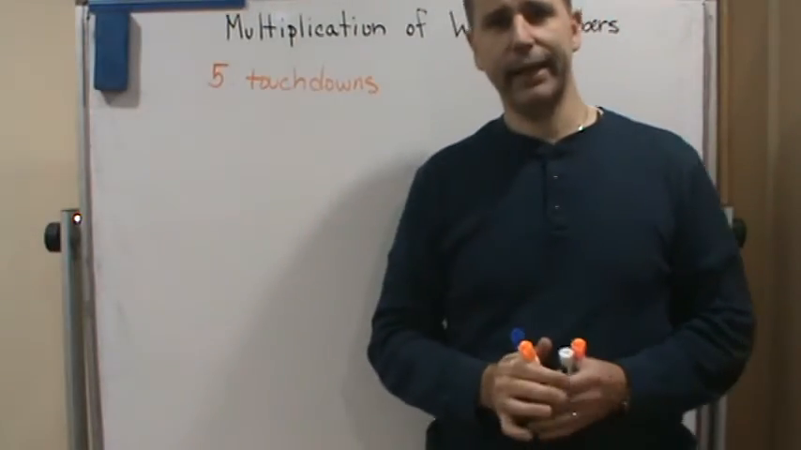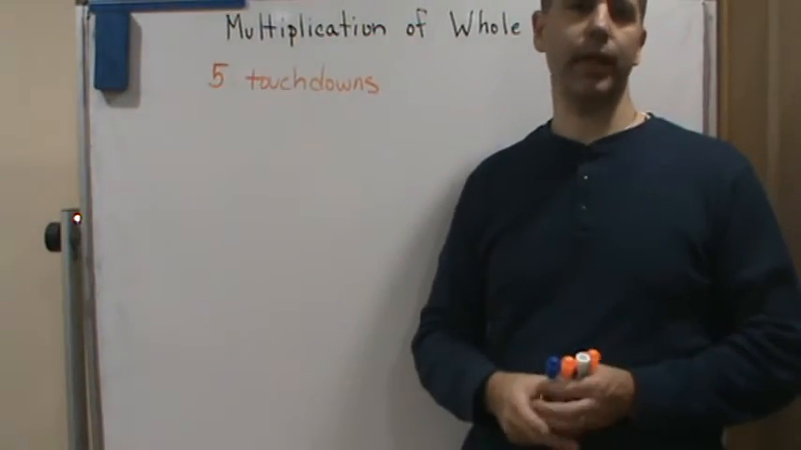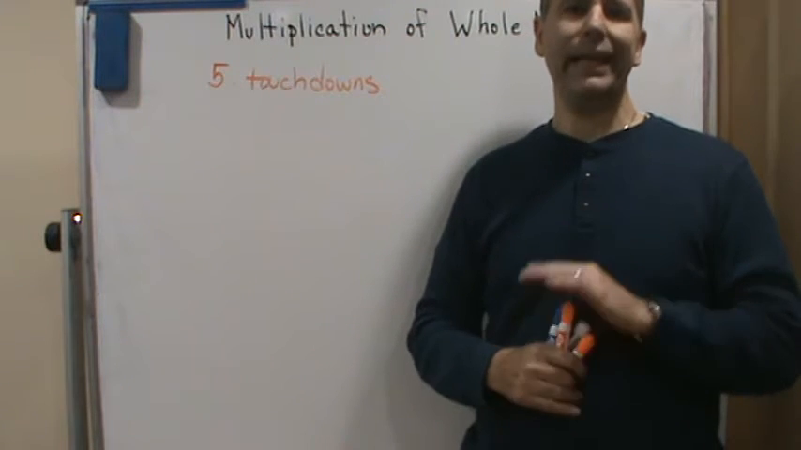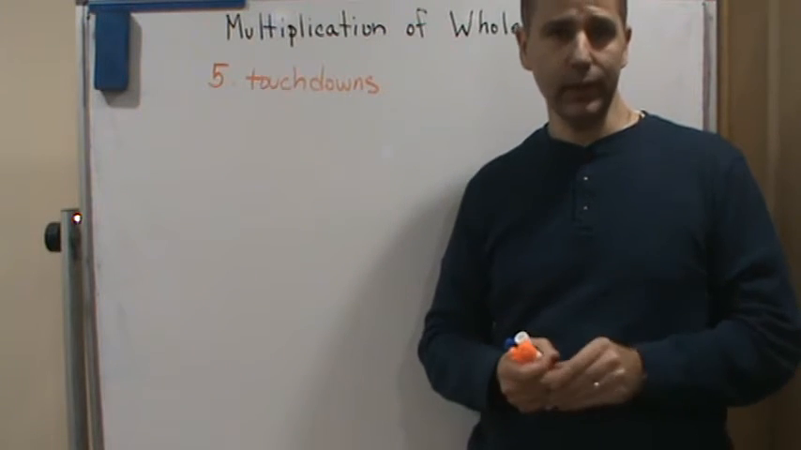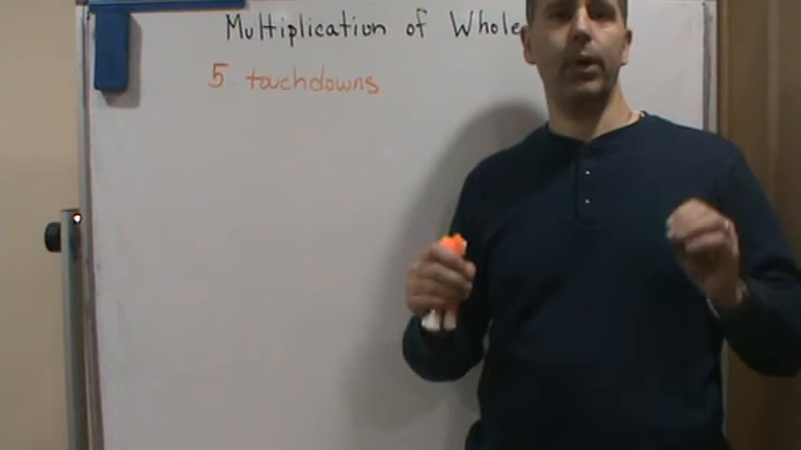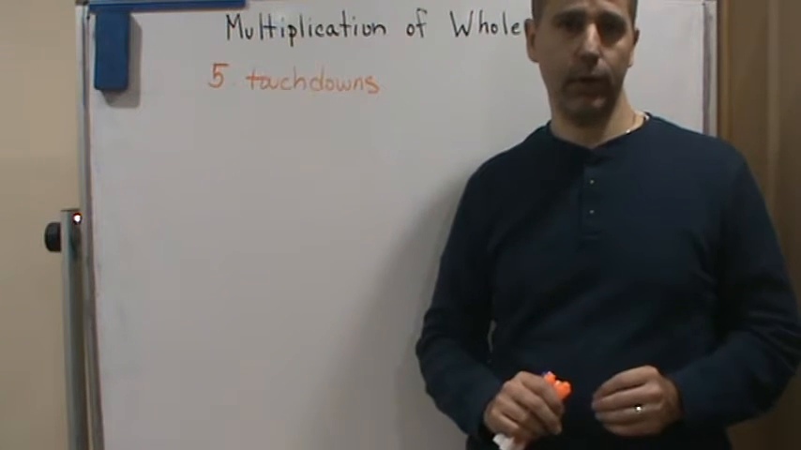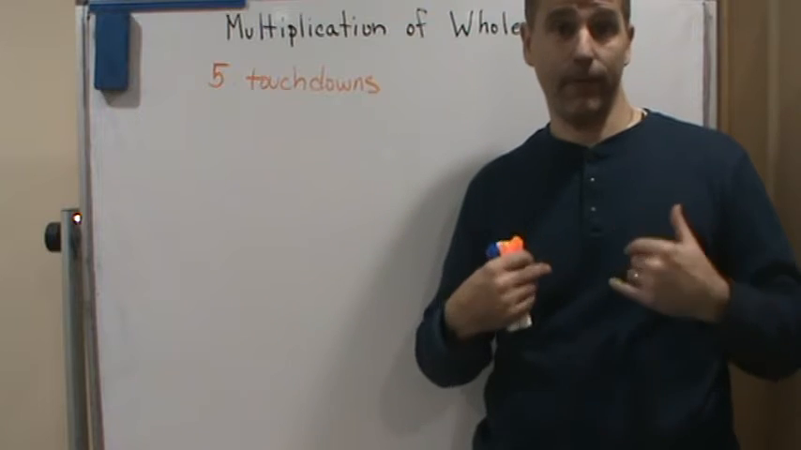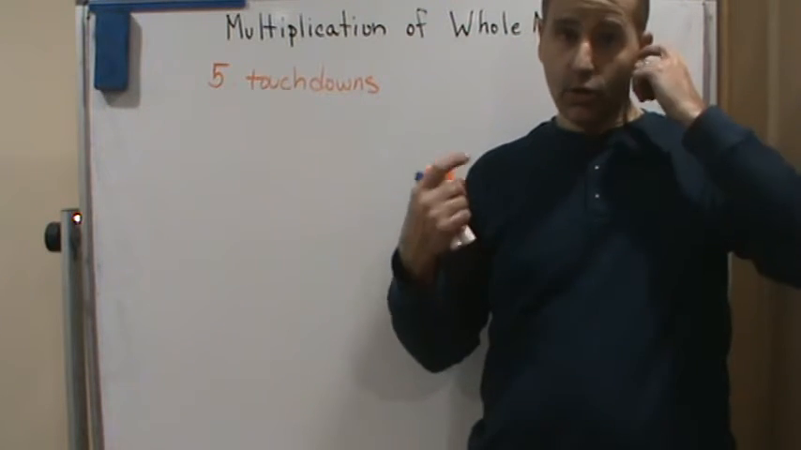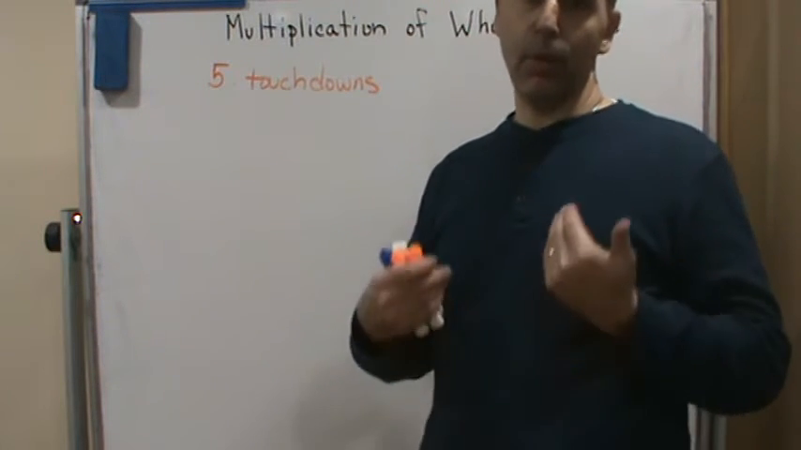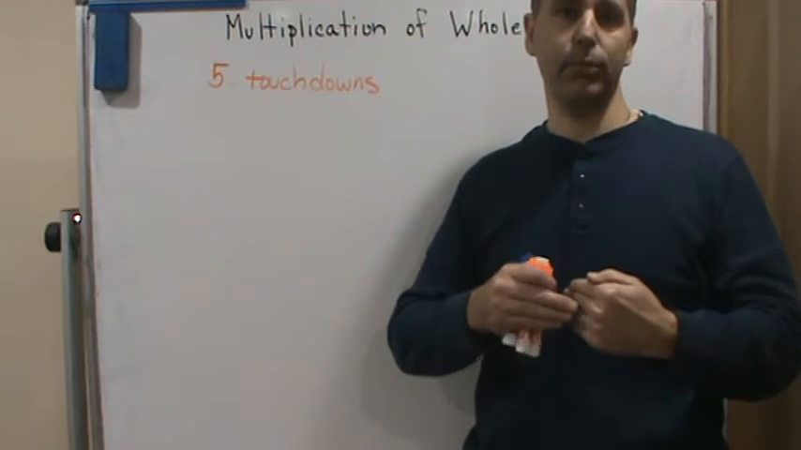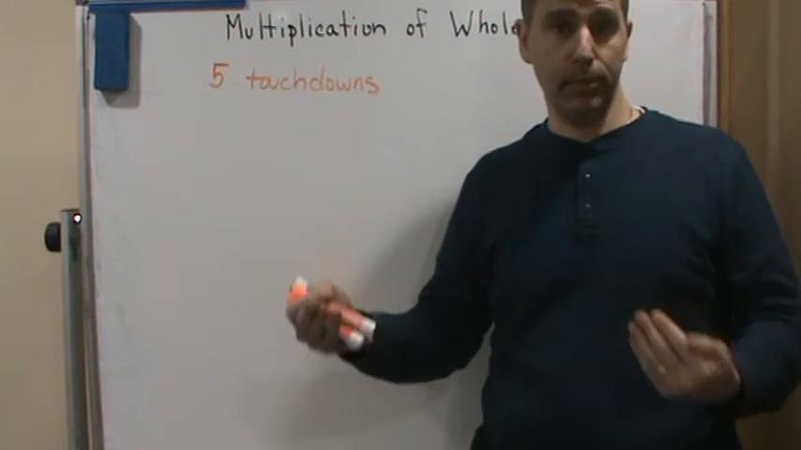Okay, so welcome back, and now we're going to talk about multiplication of whole numbers. So what is multiplication? Really simply put, multiplication is just a very fast way of adding numbers, okay? So I would just call it fast adding, okay? So why is it fast adding? Because in multiplication, you're adding the same number over and over and over again a certain number of times.